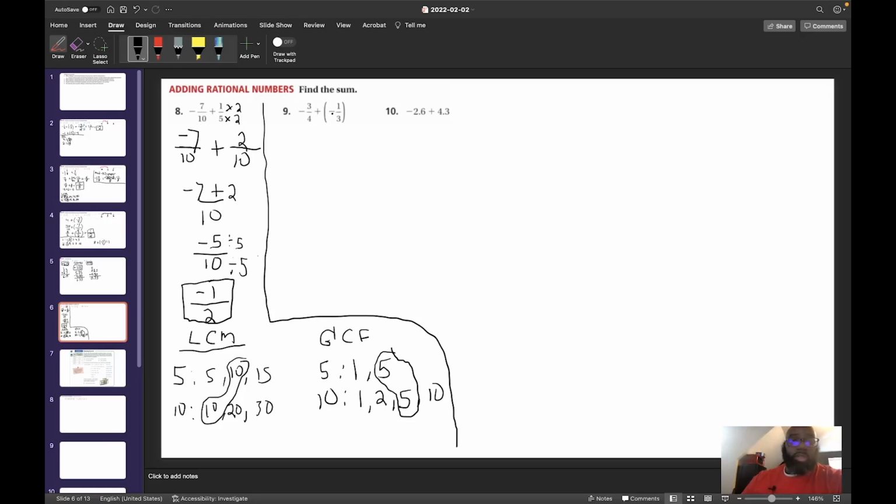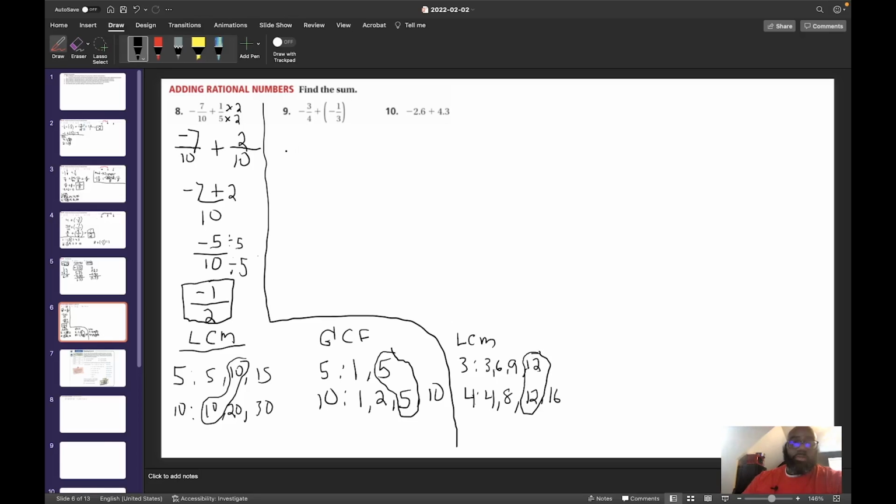Negative 3/4 plus negative 1/3. So we got 4 and 3. Let's find the least common multiple for 3 and 4. 3, 6, 9, 12. This is 4, 8, 12, 16. The least common multiple is 12.